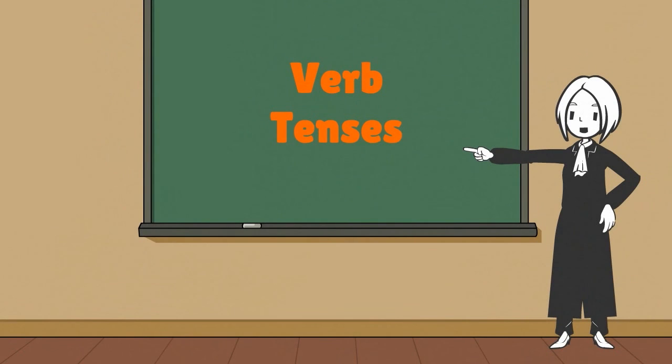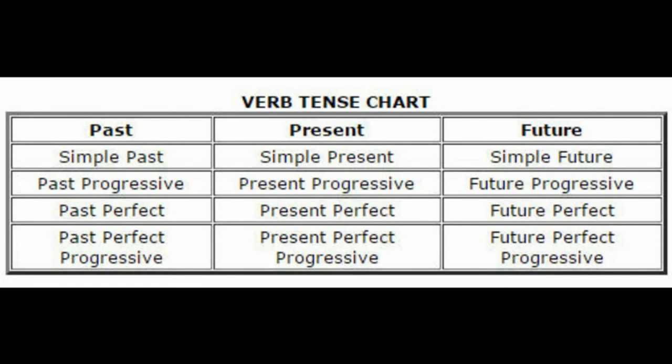In this video, we are going to explore verb tenses. Did you know that there are more than just past, present, and future tenses? Some people think there are 12 to 16 different tenses in English. For the purpose of this lesson, we will cover 12.